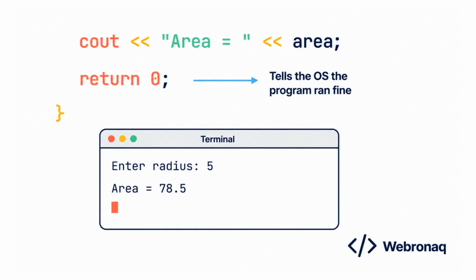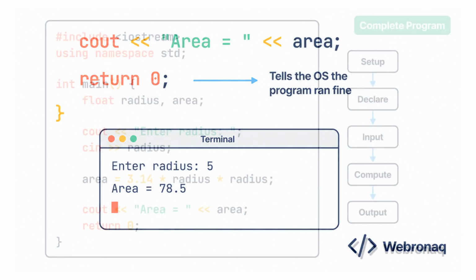So in just a handful of lines, we've taken user input, performed a floating point calculation in hardware, and printed the result back to the screen. The full input, process, output cycle that sits underneath every piece of software you use.